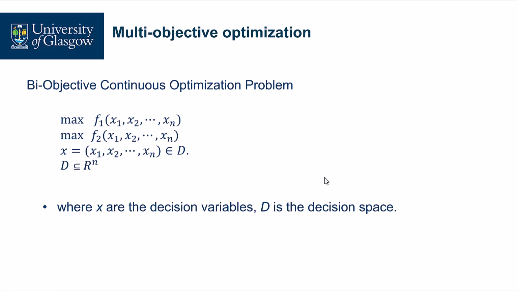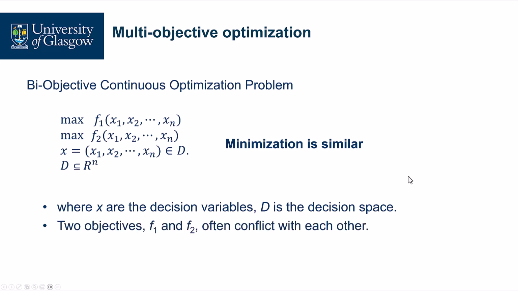And minimization is similar. As we have said before, we just add a negative sign to f, and the maximization problem becomes a minimization problem. However, the real problem is a trade-off of f1 and f2. Often f1 and f2 conflict with each other. So you often can't get a solution that is good at both f1 and f2 together. Normally you get some solution where f1 is good, but f2 is bad. And vice versa. Maybe you get one where f2 is good, but f1 is bad.